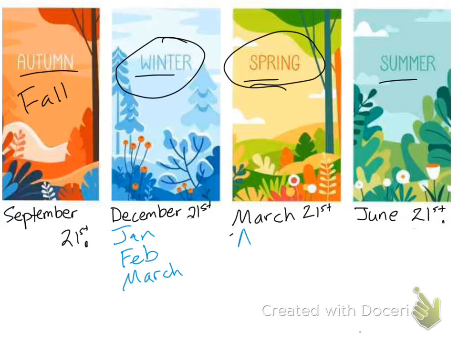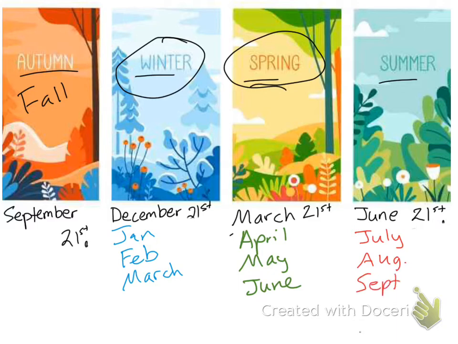and it goes March, April, May, and then the beginning of June. Summer goes through June, July, August, and September, at least the beginning of September. And then fall goes through September, October, November, and the beginning of December.